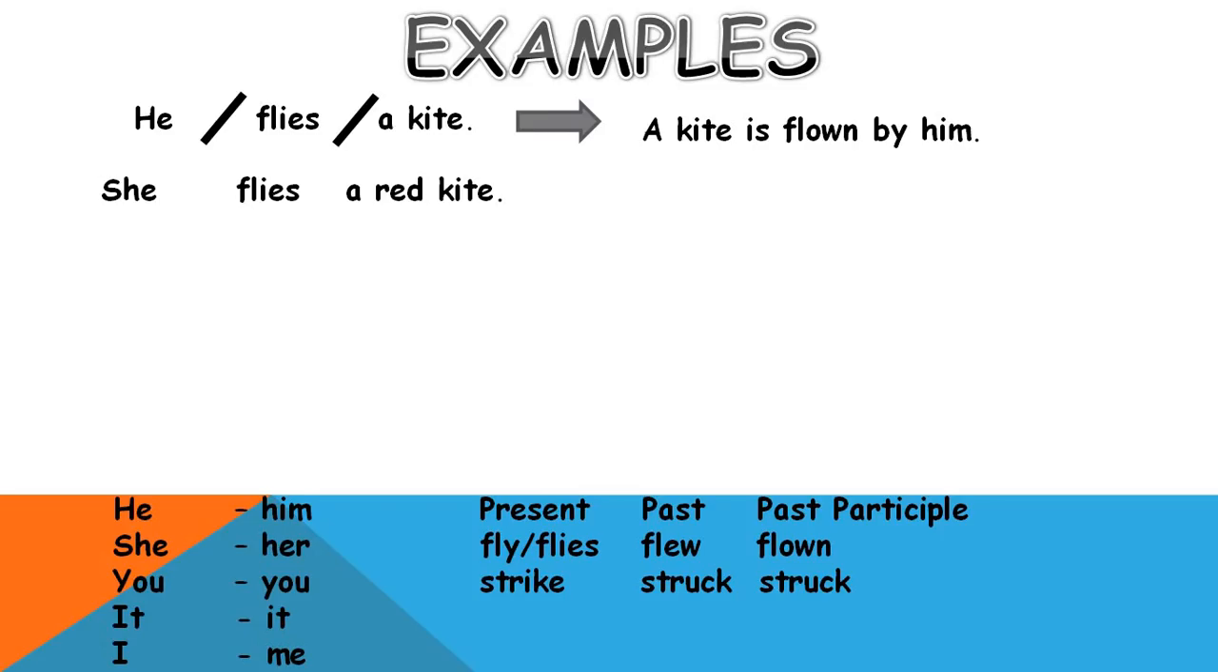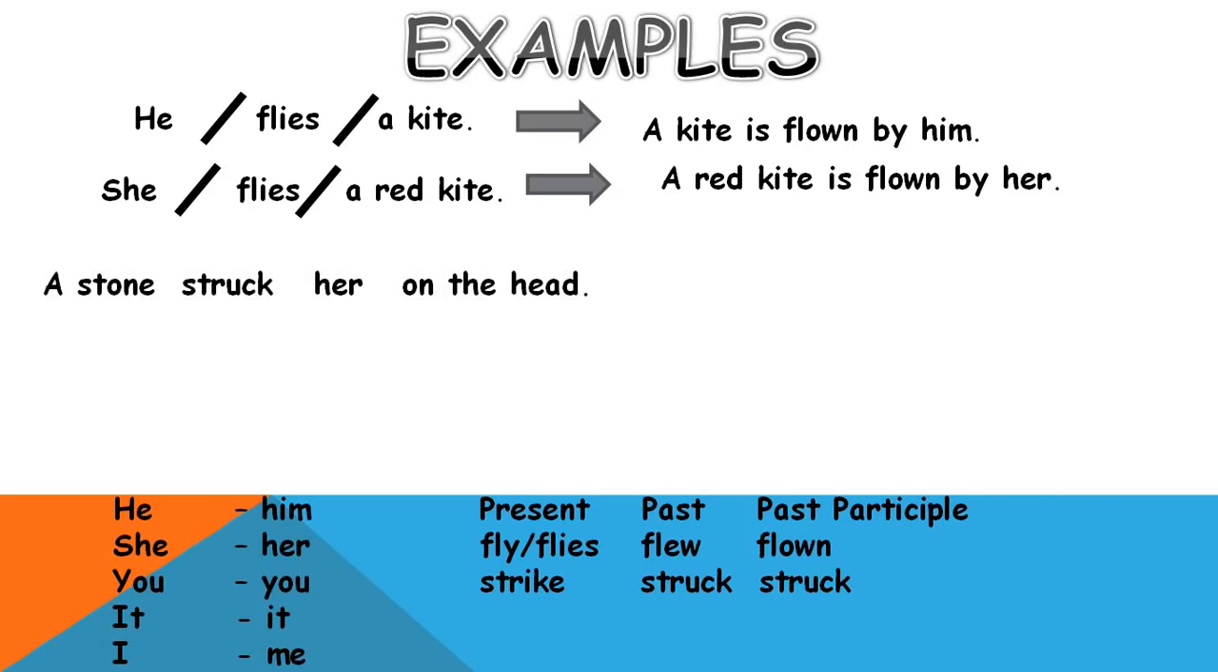Have a look at this example. She flies a red kite. How will you break this? She is the subject, flies is the verb, and a red kite is the object. So what will the passive voice be? A red kite is flown by her.